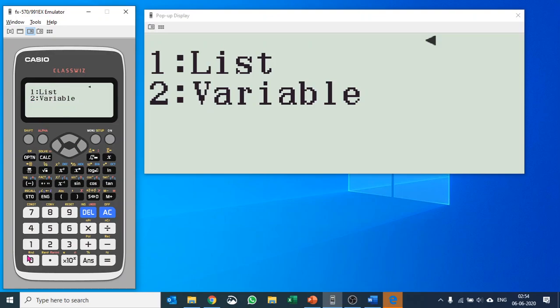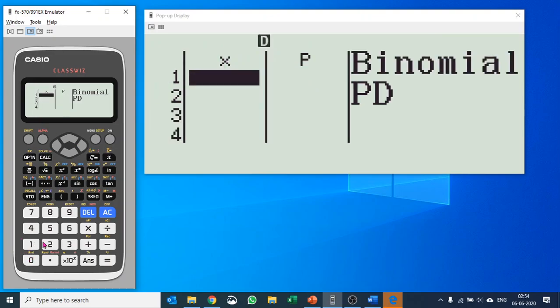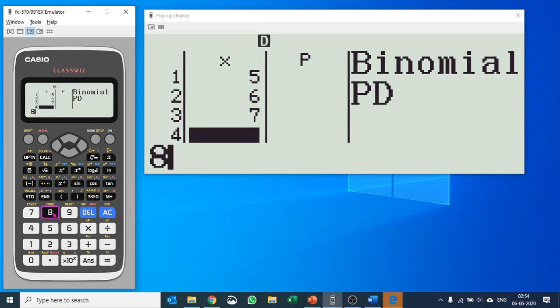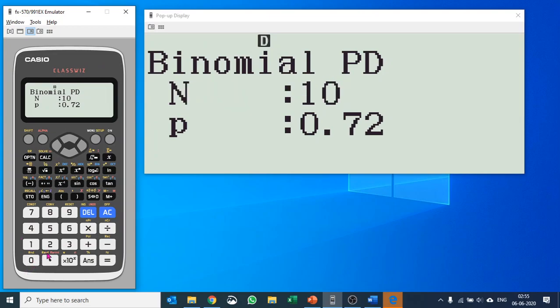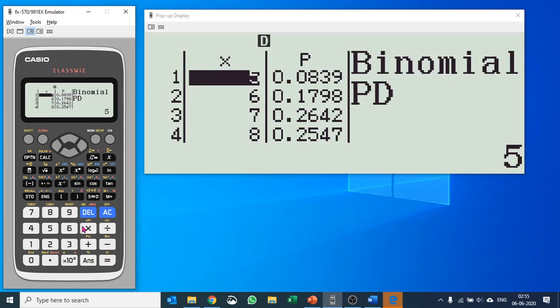This time I'll take the list, and let's say I would like to find out for 5 trials, 6 trials, 7 trials. I'm sorry, 6 trials, 7 trials. This is a faster way if you have sub-parts of the question. Once you have typed in the values, keep hitting equals, and it will ask what the total number of experiments, trials, is. Those are 10, and the probability it has taken from the previous question. Hit equals, and it gives you the probability for every experiment.